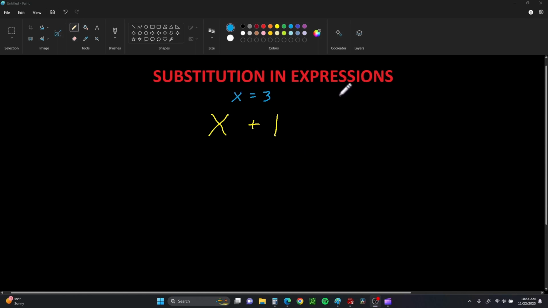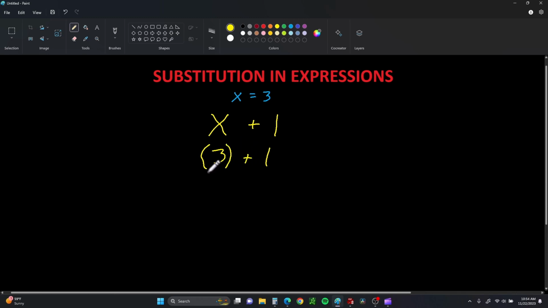Substitution into expressions is where I define that x is some number and then I have an expression and I go through and then I'm going to substitute instead of x, I'll put a 3. So over here, I'm going to have 3 plus 1. Now, one of the problems that can arise, and we'll see in the next problem, is that when you substitute, you really should put parentheses around there.